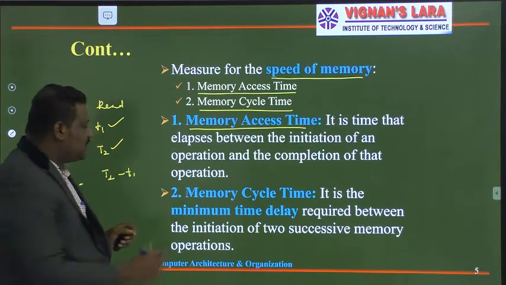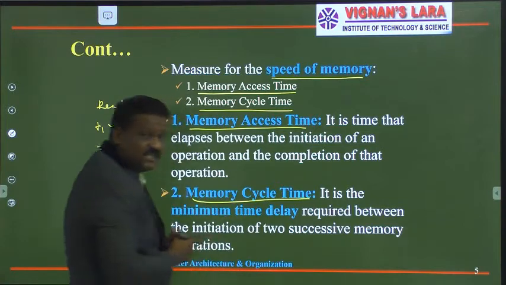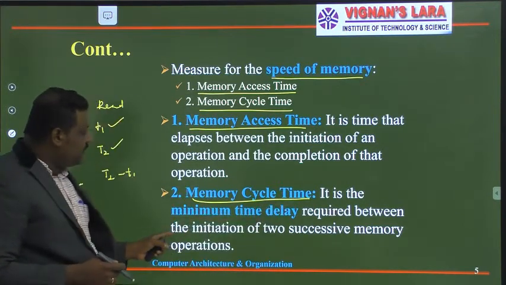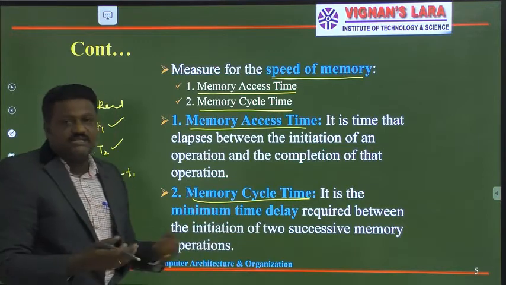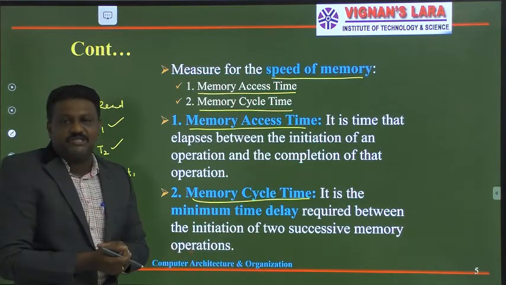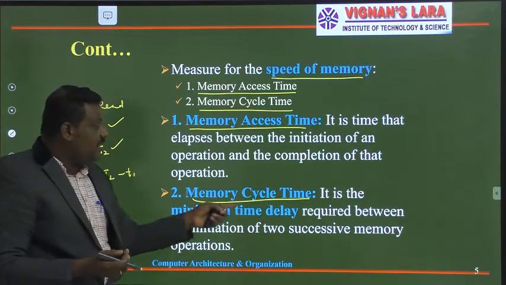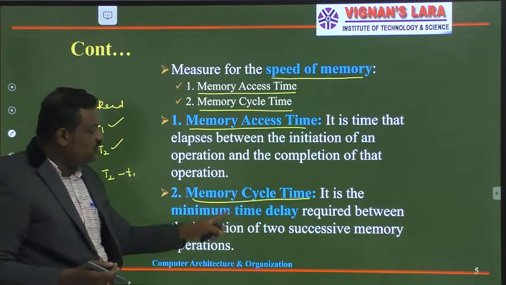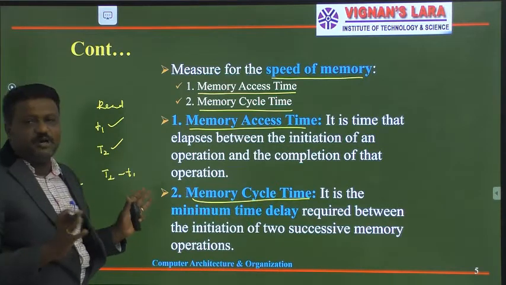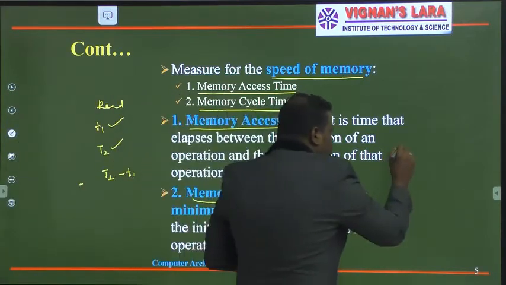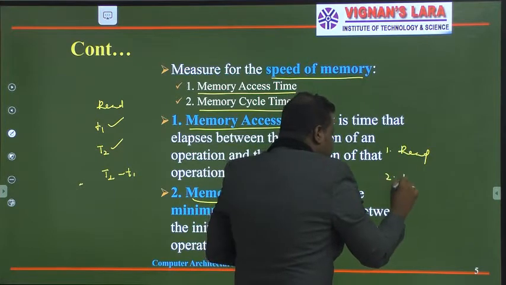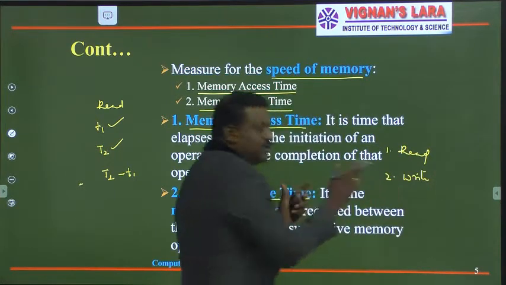And the second thing is memory cycle time. What is this? It is the minimum time delay required between the initiation of two successive memory operations. For example, my first memory operation is read, and the second memory operation is write.